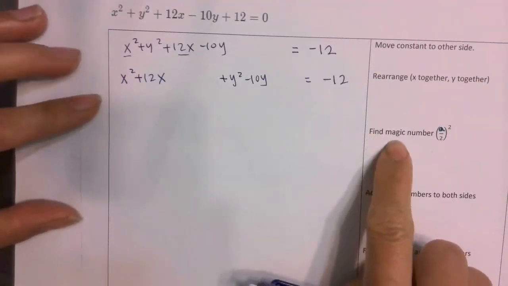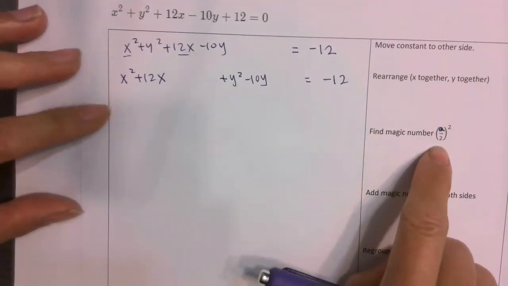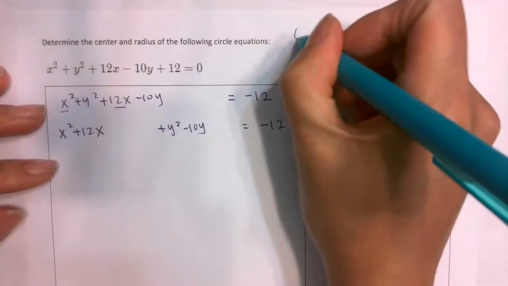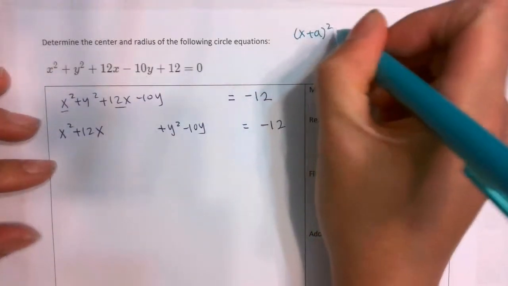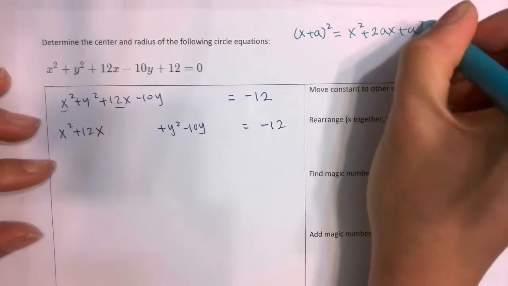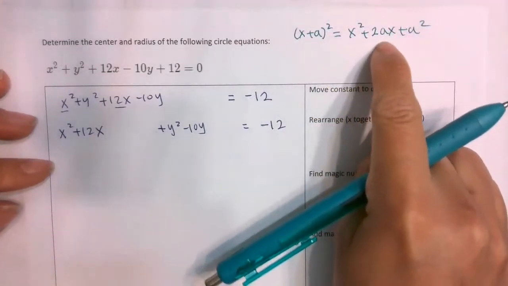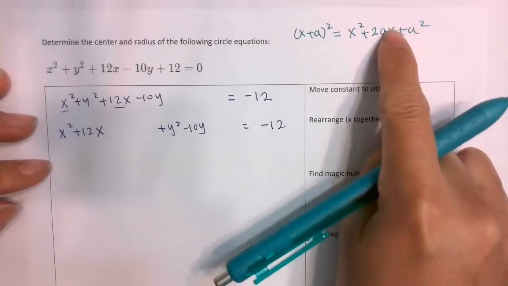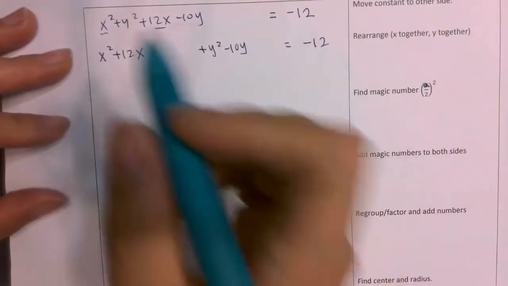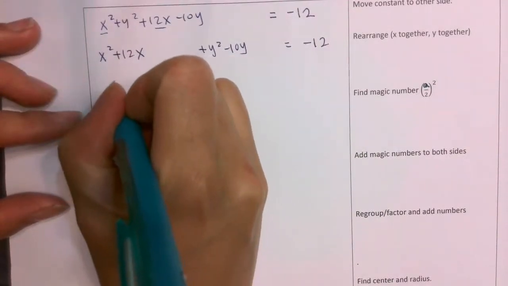And now what? Oh, we got to find the magic number. A over 2 squared. Let's review what that was about. Remember, if you have an x plus a squared, that's supposed to be x squared plus 2ax plus a squared. So we're learning how to find the middle number, how to find the constant that's added to make a perfect square. Remember completing the square? So that's what it means by that. So what is the magic number for x?